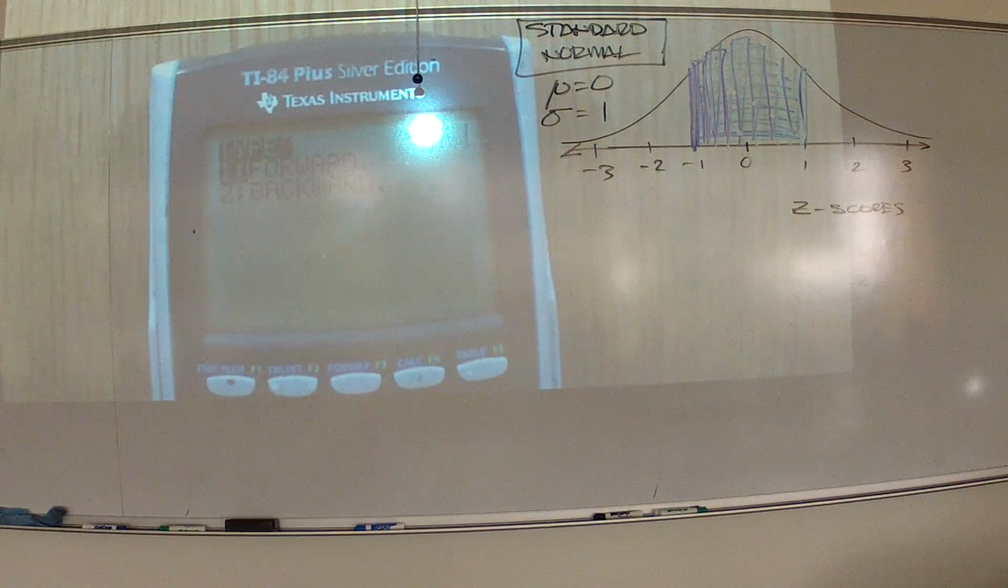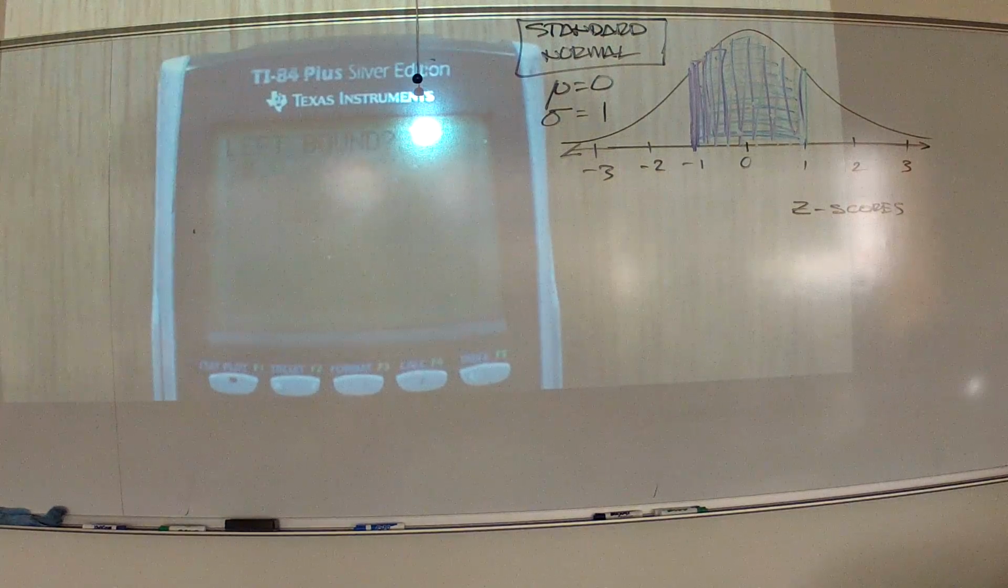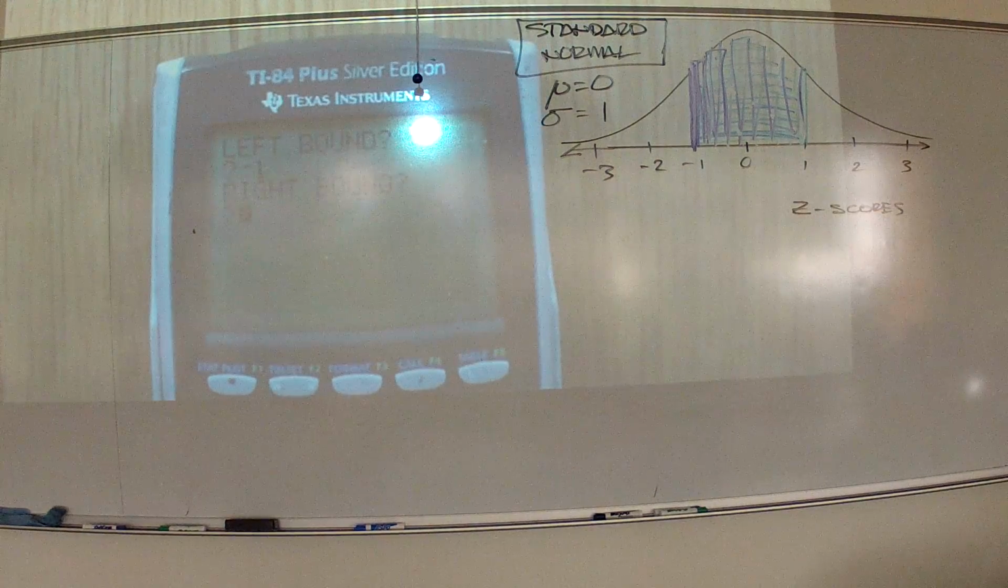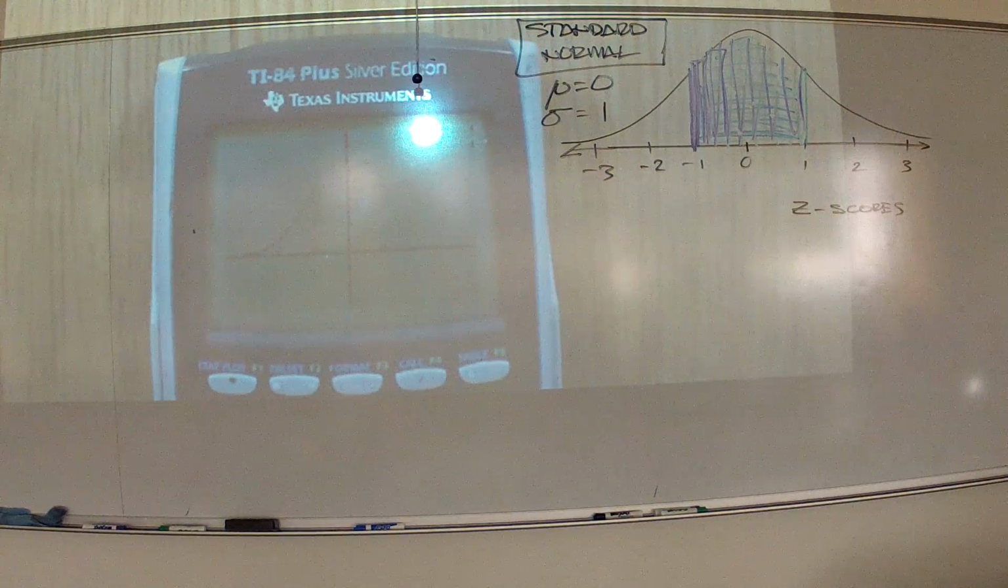So it's forwards. Is it left, right, or between? Well, I'm asking you to go between two numbers, so it's between. And then it asks you to give me the two numbers on the end, the bounds. Left bound is -1, right bound is 1. And then let it do its thing. Yeehaw! And it'll draw the curve for you.